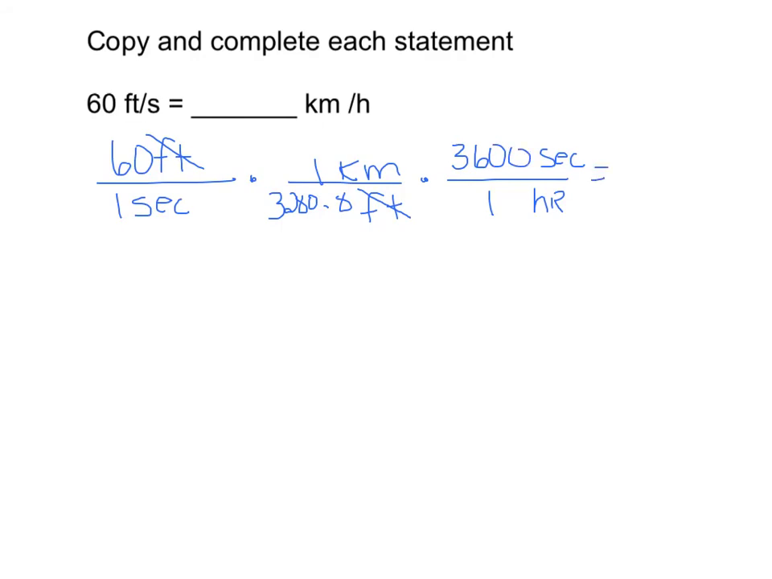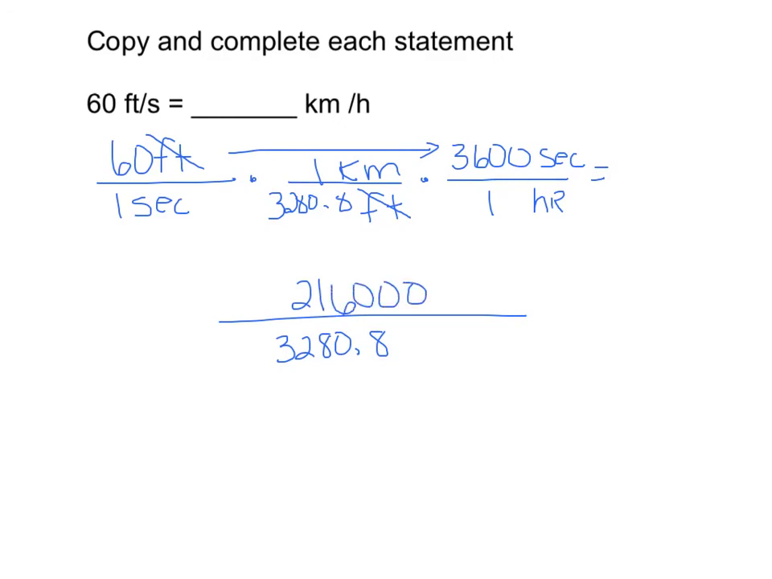So now we're going to multiply straight across. I'm going to take 60 times 3,600, and then I'm going to take 3,280.8 times 1 and times 1. So clearly on the bottom we'll have 3,280.8. And then on the top we have 216,000.